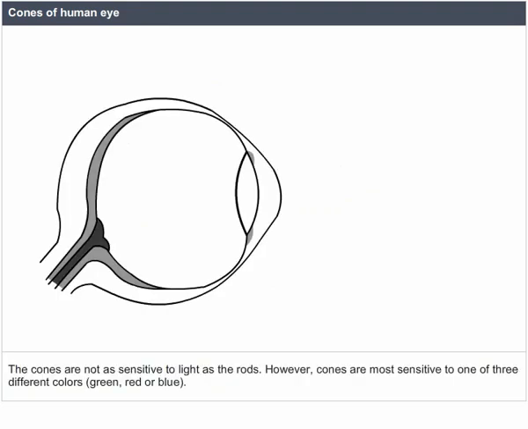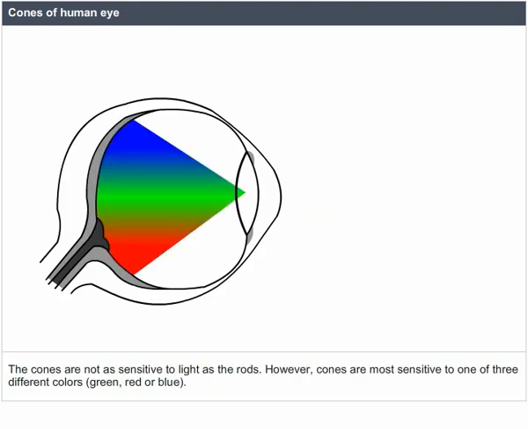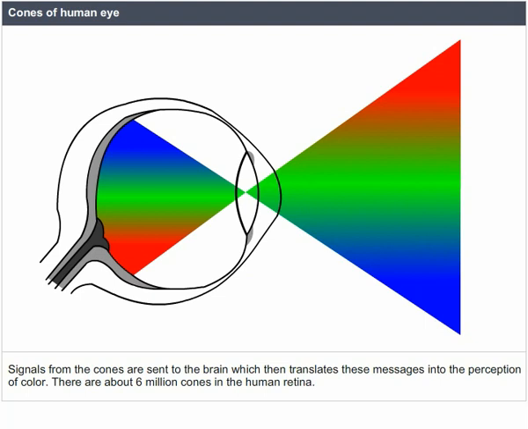Cones of human eye. The cones are not as sensitive to light as the rods. However, cones are most sensitive to one of three different colors, green, red, or blue. Signals from the cones are sent to the brain, which then translates these messages into the perception of color. There are about 6 million cones in the human retina.